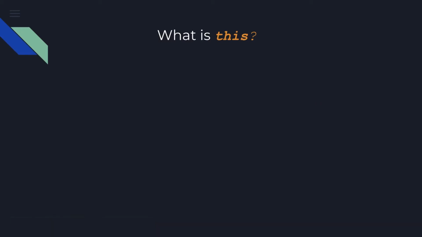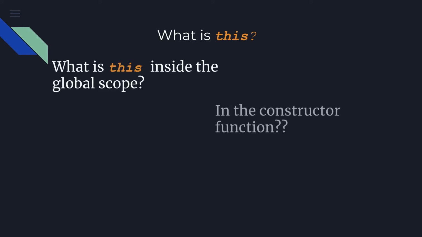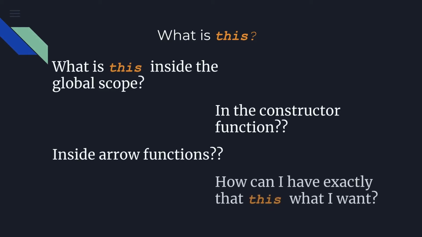What is this? What is this inside the global scope? In the constructor function? What is this in the arrow functions? How can I have exactly this, what I want? Today's topic is JavaScript this keyword. My name is Zura, and during the video all your questions will be answered.